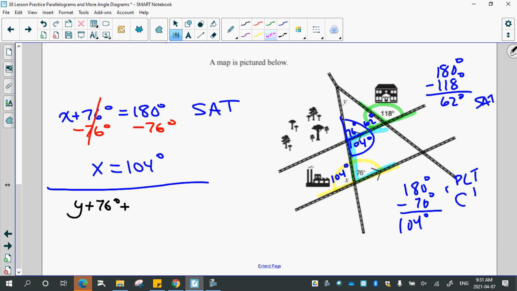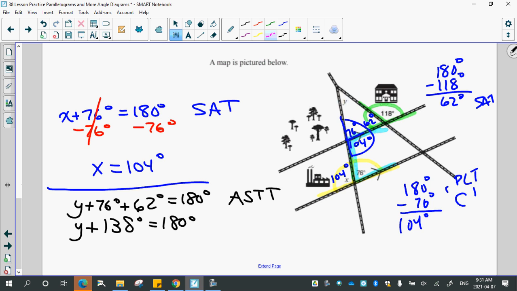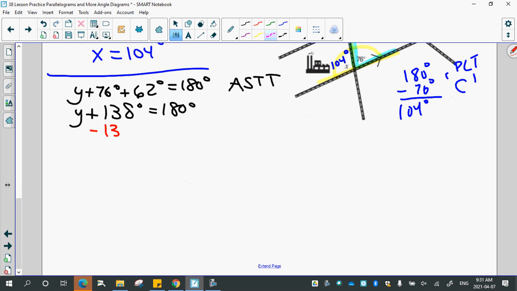Y plus 76 plus 62 equals 180, and that's the angle sum triangle theorem. And 138 degrees. And you end up getting y is 42 degrees.